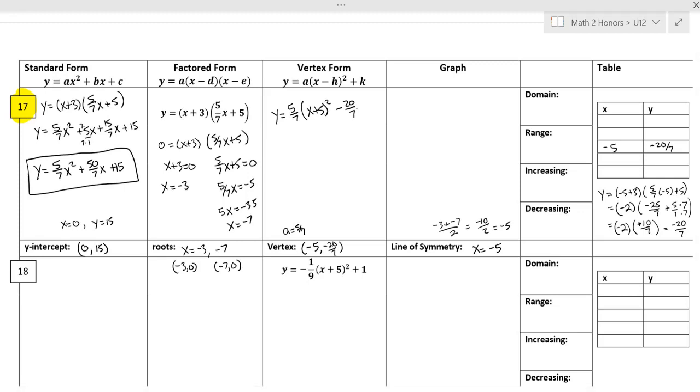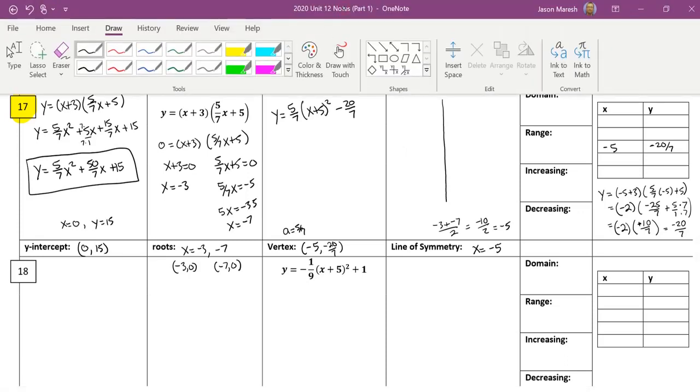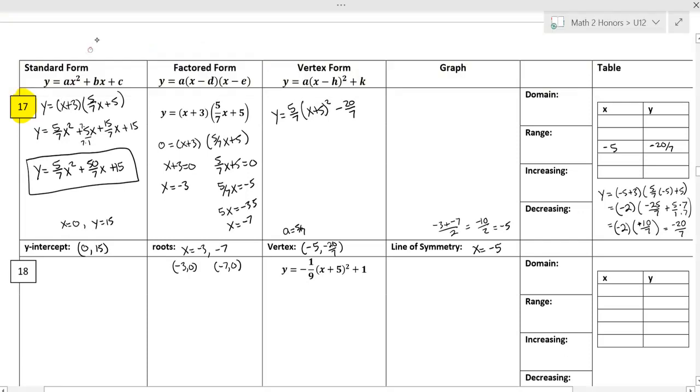So we have a lot of pieces here. Let's get a graph of this thing. Actually, we got more negative x values, so I'm going to move the x-axis over here. So the center of our graph is at negative 5, right there. We have an x-intercept at negative 3 and one at negative 7. We have a vertex at negative 5, negative 20 over 7.